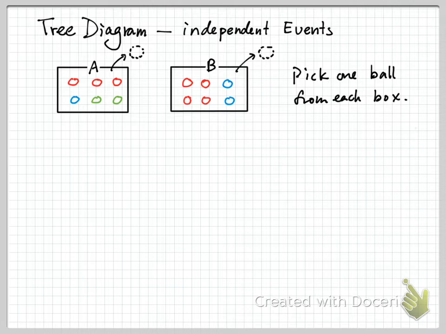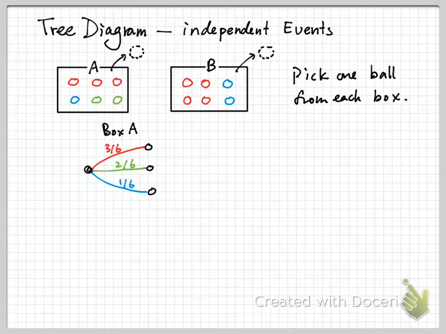So we have to divide the event into 2 stages. In stage 1, we pick the ball from box A. Picking from box A, there are 3 possibilities: either it is a red, or a green, or a blue. We can assign probability on each branch. To pick a red ball from box A, the probability is 3 out of 6. To pick a green, it is 2 out of 6. To pick a blue, it is 1 out of 6. These are the probabilities of picking different colors from box A.